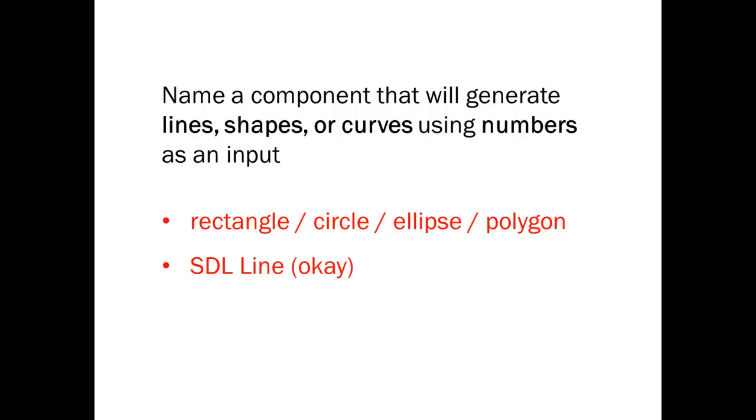If I screw up a question, I won't penalize you. I will go back and change it, okay? An SDL line is acceptable for a line or a curve. But I'm looking for just a single thing. I mean, you could use Graph Mapper to get you points and then points to get you curves, but it's not a direct number to curve relationship, okay?